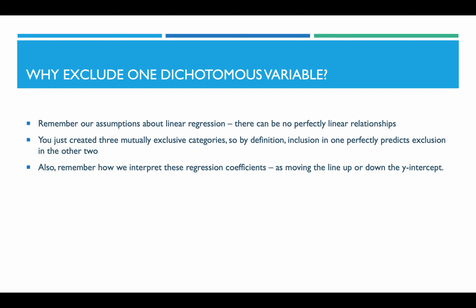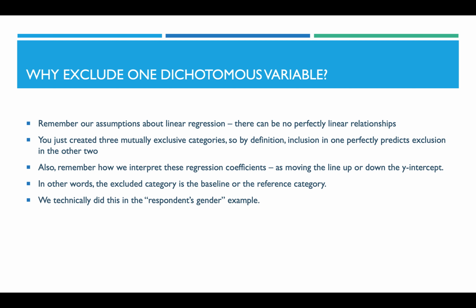And you'll also want to remember how we interpret the regression coefficients on categorical variables. Remember, these are not partial slopes. Instead, they're moving up or down the y-intercept in relation to some baseline category. In the first example we looked at, we were examining how women moved up and down the y-axis, and implied in that is relative to men. So whichever one of these categories that we exclude from the regression, that's going to be our baseline or our reference category that we're going to interpret the coefficients for the other categories in relation to.